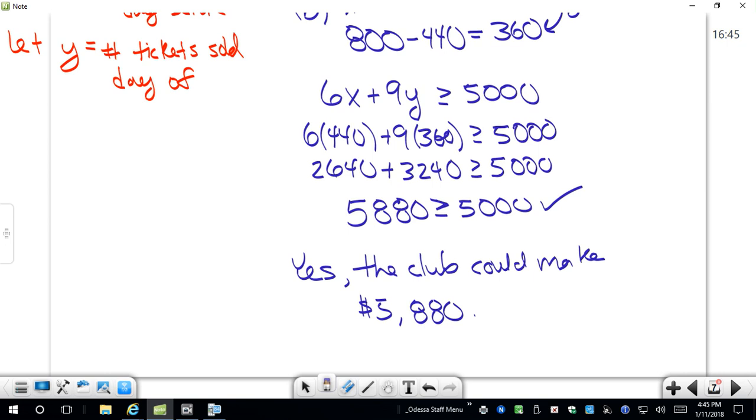Now remember, guys, the real question there was if the club was going to make enough, and that's because the more tickets they sell the day before the show, the less money they're going to make, because the day before tickets were less than the day of tickets. So there could be some concern there if they sold a lot the day before, that they wouldn't have the potential to meet their expense goal, which was 5,000. But in this case, the 360 on the day of would be enough for them, and there's actually plenty of room there even if they didn't get the full 360 on the day of the show. Okay, let's move on.